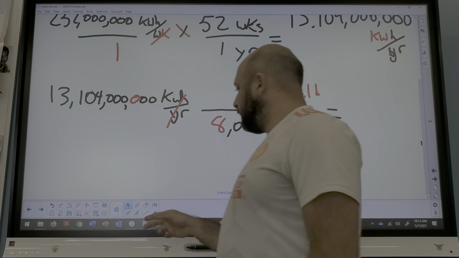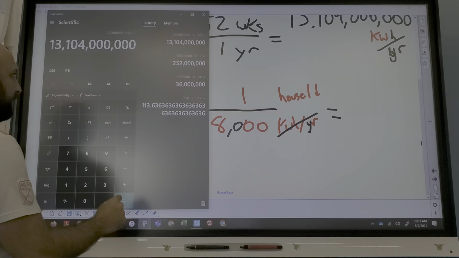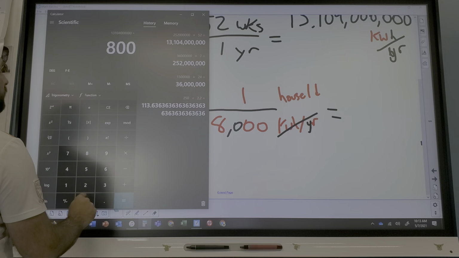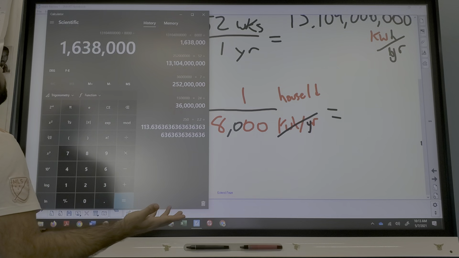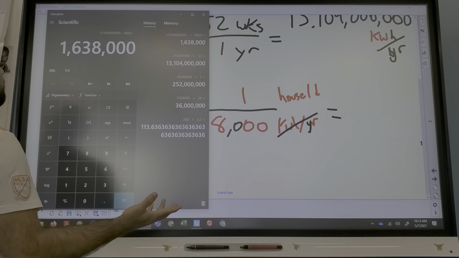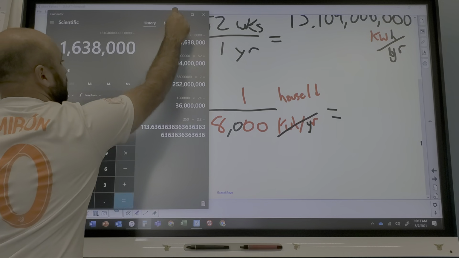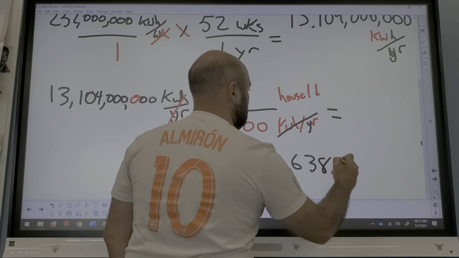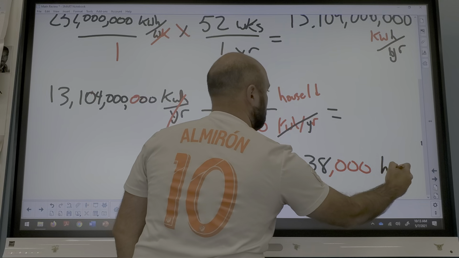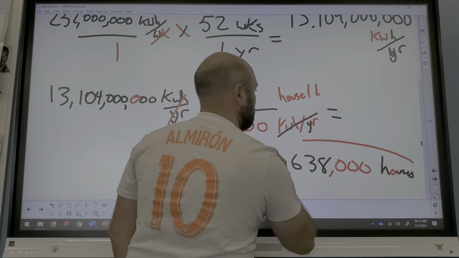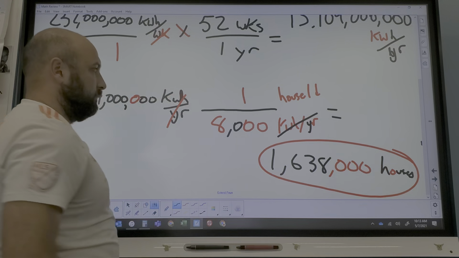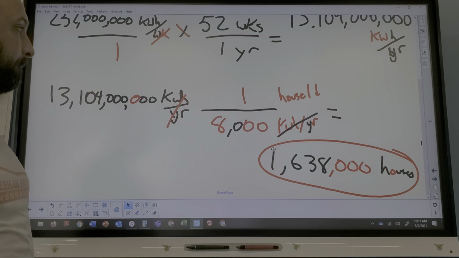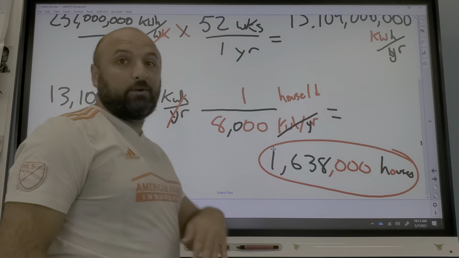Okay, so there's my total. Divide by the amount used by each house should leave me with how many houses. So divide by 8,000. That gives me 1,638,000. It's pretty good. Okay. That's how you do a dimensional analysis.